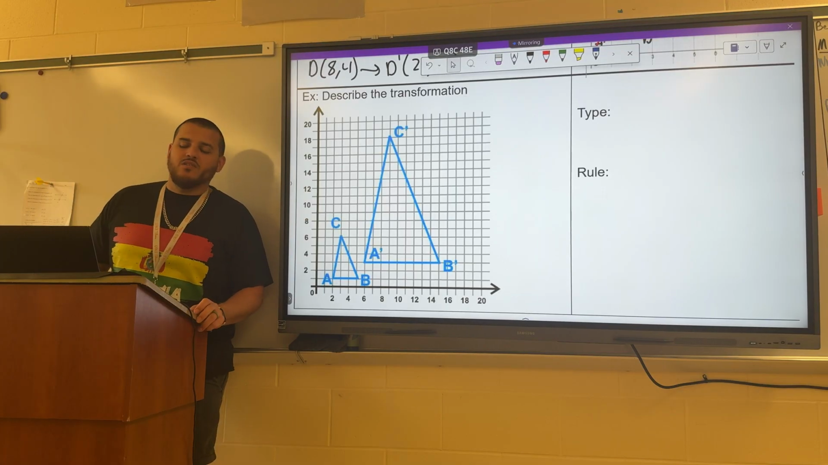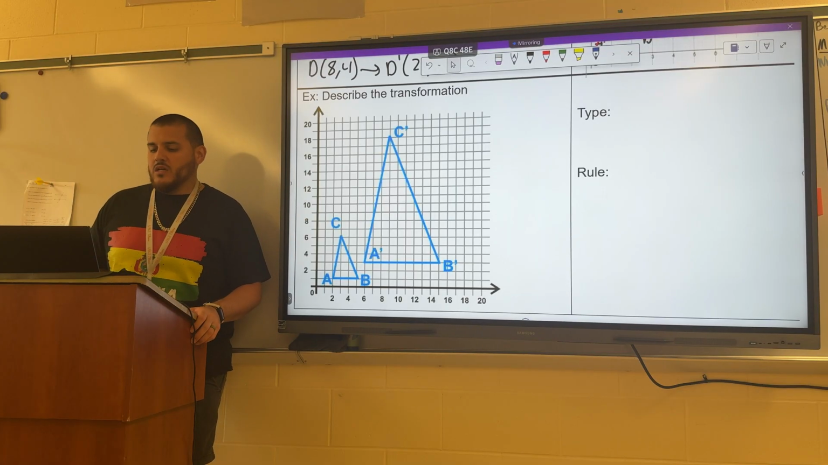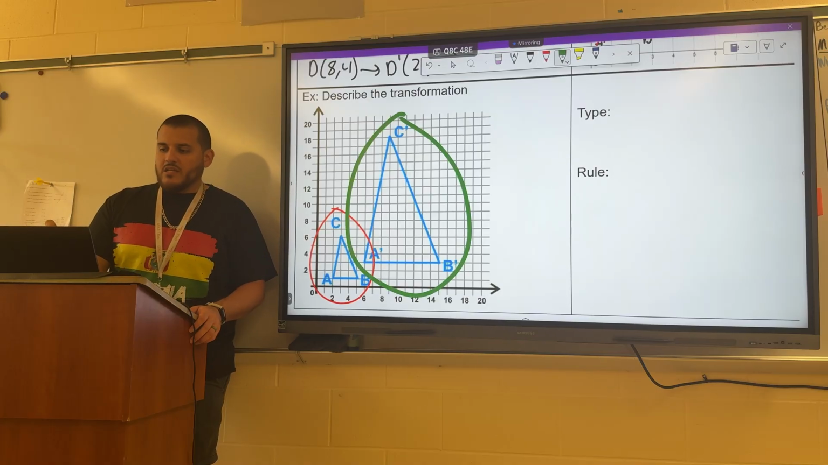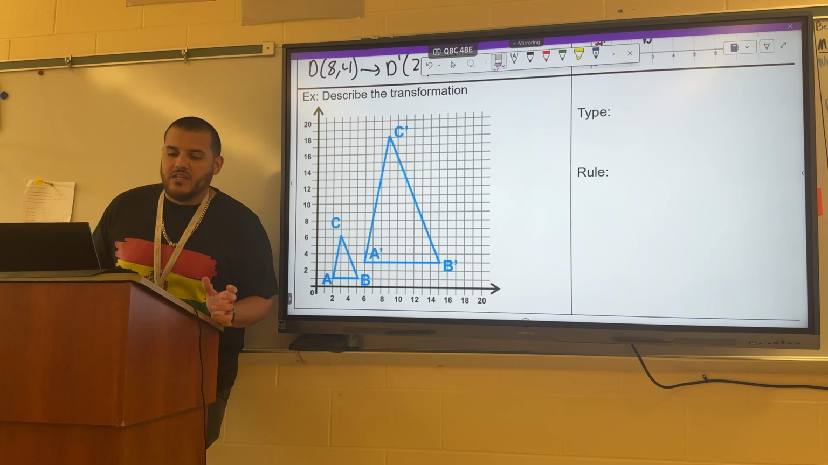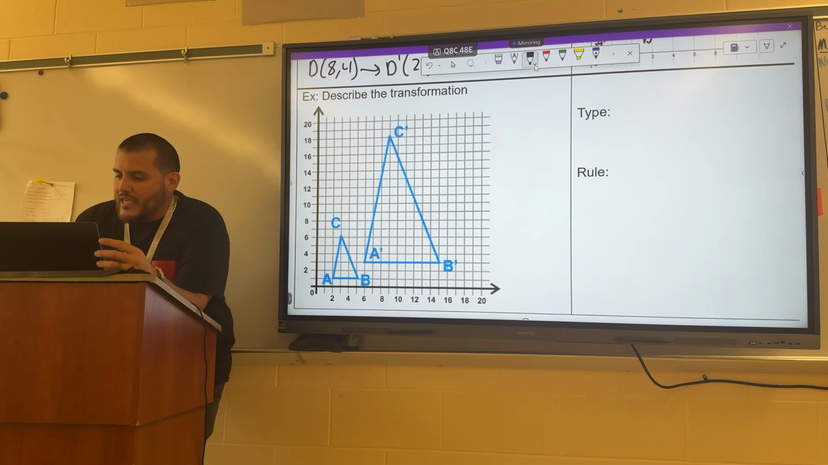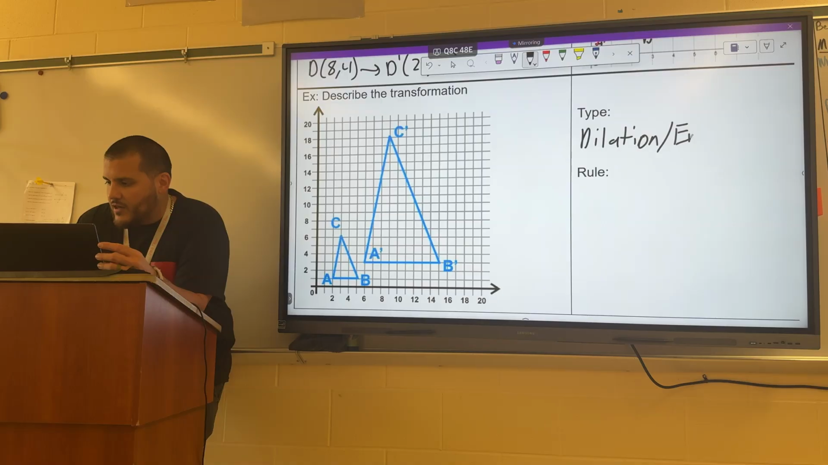We must be able to describe dilations as well. We have to be able to recognize again that the pre-image does not have an apostrophe, so that makes this our original figure. Our image is clearly larger, so that's our key that we have a dilation that has happened. Our shape has grown or shrunk, it's a dilation. We can even more specifically call this dilation an enlargement because our figure got bigger.